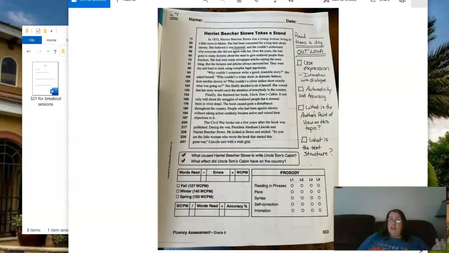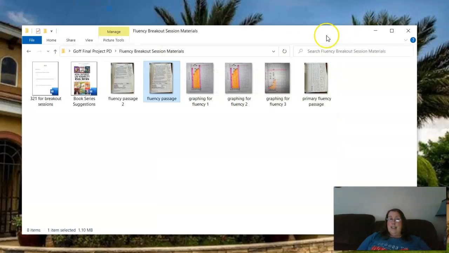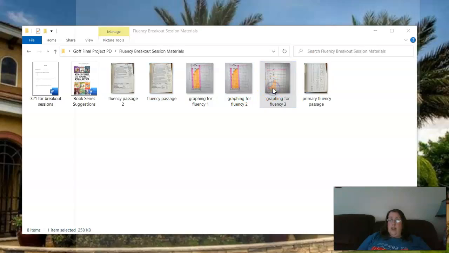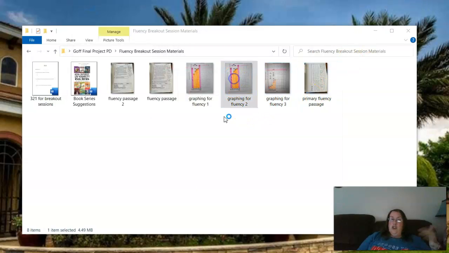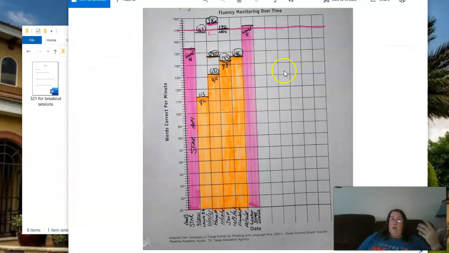Comprehension, you can use the standards that you're teaching to go along with the different passages, and then how to score them and what to do with the graphs, and where to start with them. Sometimes you get the information, but you don't know what to do. So there's some examples of how we graph them and what each part of that means.